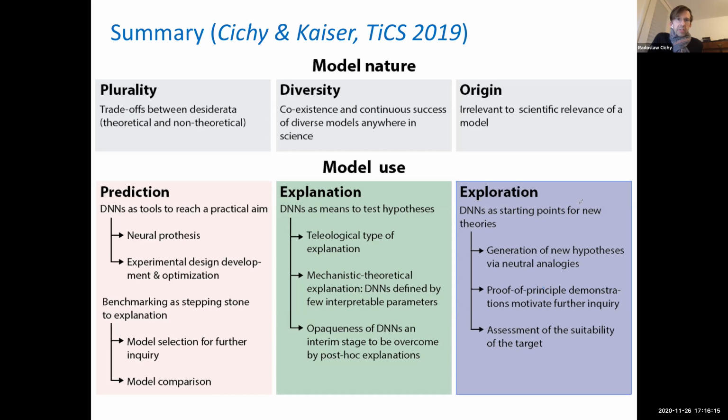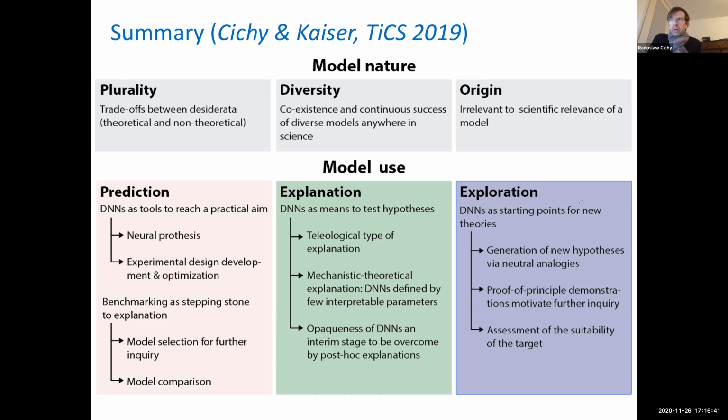The point about diversity was that the coexistence and the success that we see in all branches of science of diverse models suggests that deep neural networks will be one important model, but it won't become the one Uber model, but it will just take the one place it has. And third, I've argued that the origin doesn't matter, where it comes from. It just matters what role it plays for prediction and explanation.